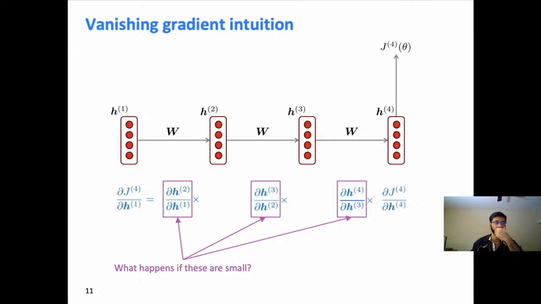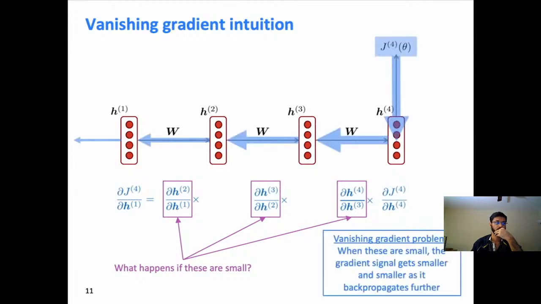So the overall problem of the vanishing gradient problem is that when these gradients are small, then our overall gradient is going to get smaller and smaller as it backpropagates further. Because the accumulated gradient is the product of all of these intermediate gradients. And when you multiply something by something small, then the whole thing gets smaller. So that's what I'm representing here with these smaller and smaller blue arrows going backwards. So that's the general idea of the vanishing gradient problem.